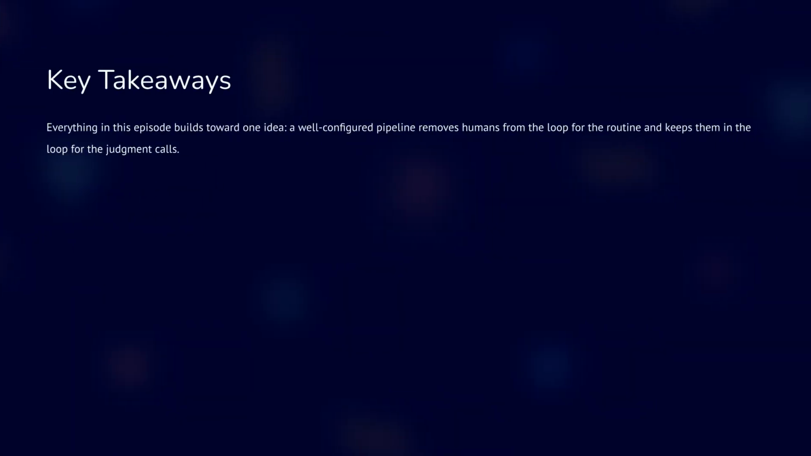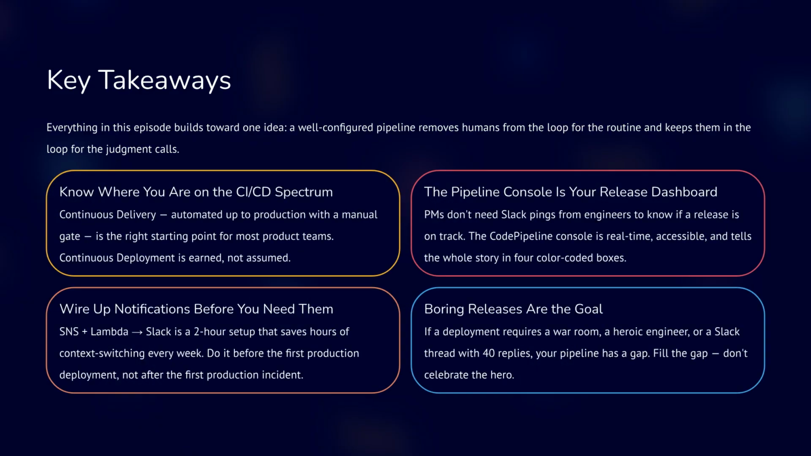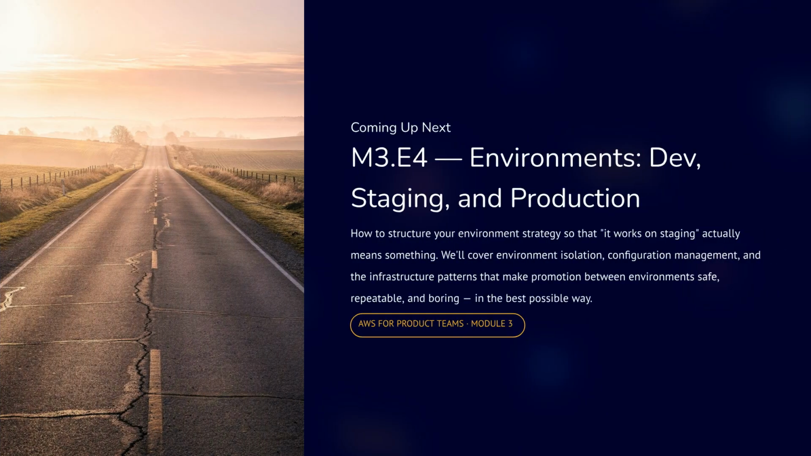The key takeaway is that a well-configured pipeline automates routine tasks, keeps humans in the loop for critical judgment, and ensures boring, predictable releases. Continuous delivery is the ideal starting point for most teams. Coming up next, we'll cover environments, including dev, staging, and production, and how to structure your environment strategy for safe, repeatable promotions.